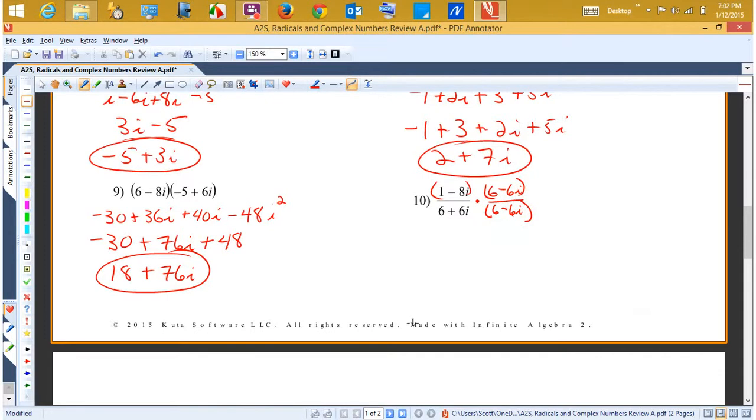Okay, so now I'm going to do FOIL on the numerator. So I'll have 1 times 6 is 6. 1 times this minus 6i would be negative 6i. A negative 8i times this 6 would be minus 48i. And now I have a negative 8i times a negative 6i. That would be plus 48i squared.